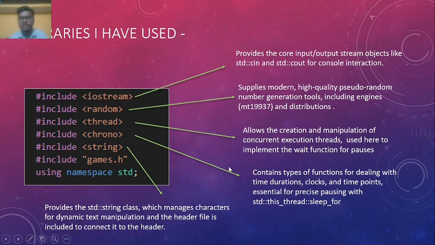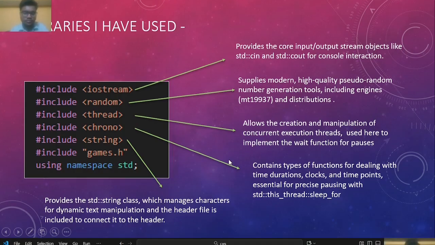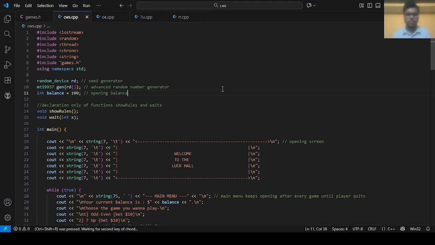So let's dive into the code now. As you can see, this is my project file, that is cws.cpp. This is the main file here. Here is the main function. These are the separate project files, the game files. Here it is, the header file.